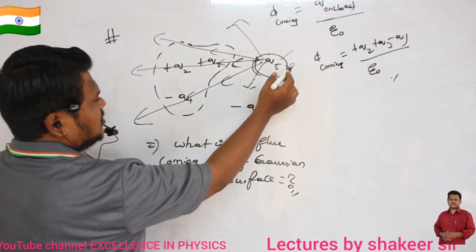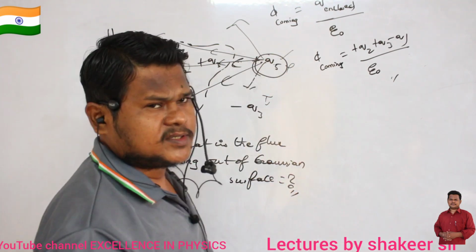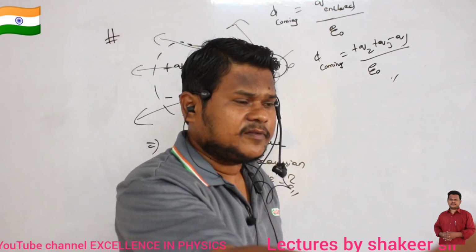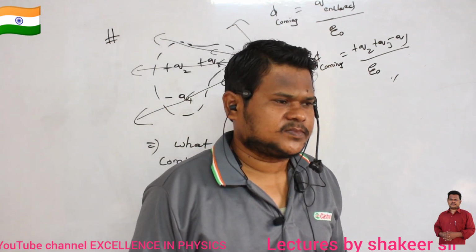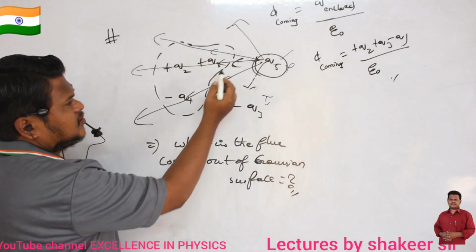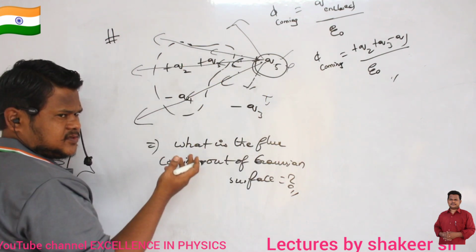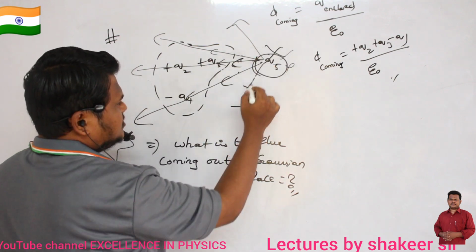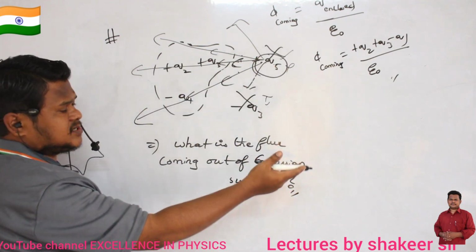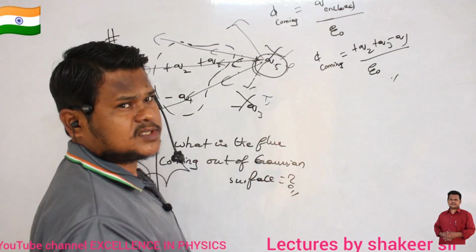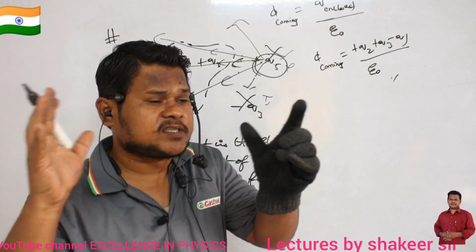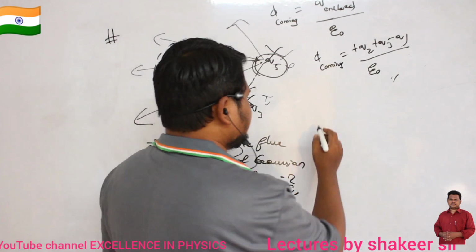So therefore, the number of lines entering the Gaussian surface will be equal to the number of lines leaving the Gaussian surface also. So what is the total flux enclosed by these lines? Zero. Because if 3 lines are entering, 3 lines are leaving also. So we are not concerned about the charges present outside the Gaussian surface. We are concerned only about those charges which are present inside the Gaussian surface. Okay? So make a note of that point.